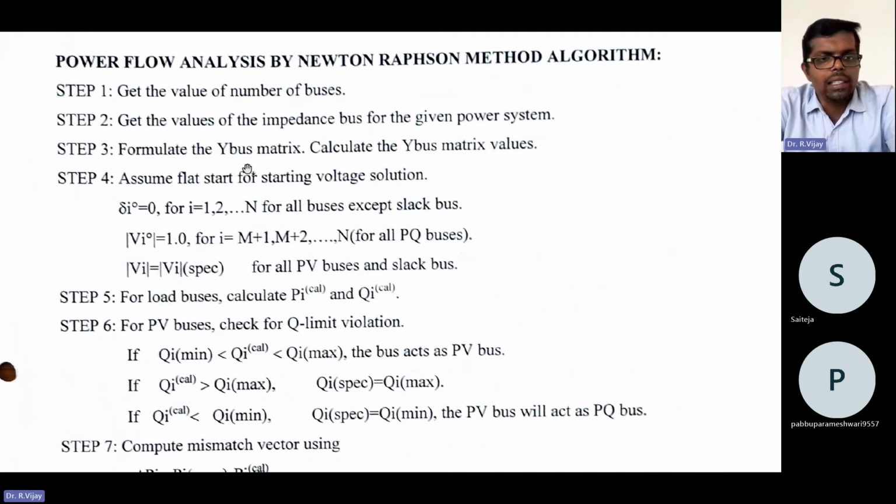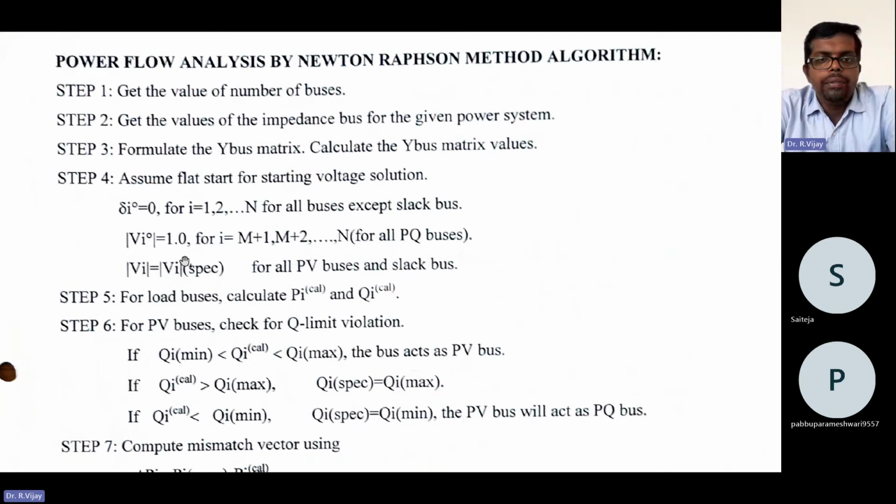Assume the flat start, that is VI initial value 0 is equal to 1 plus J0, or 1 at the angle of 0 degrees, for I is equal to M plus 1, M plus 2 up to N. Here also, delta I is equal to 0 for I is equal to 1 to N, for all the buses except the slack bus.